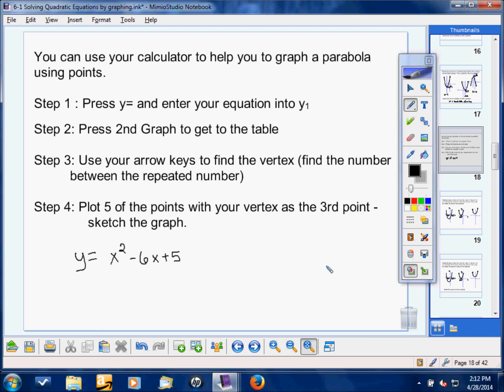Now what I want you to do, we're at step 2: push second and graph, and you'll notice the word table is right above that. So it says table, second, graph, and it shows you a table. You'll have some X values and some Y values. Don't worry about the third column.